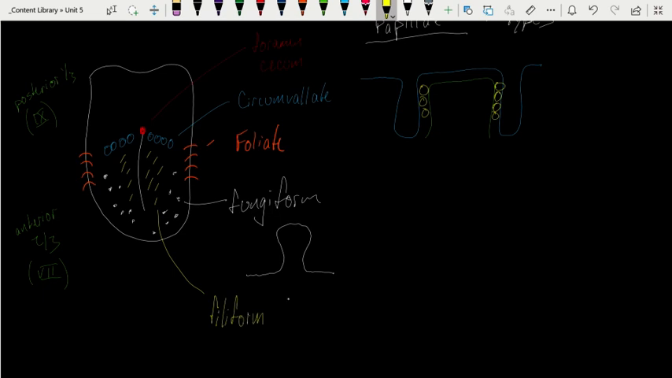Filiform, no taste buds. So what is it used for? This is to increase friction to allow you to roll a bolus of food around your mouth. So this is simply all about friction.